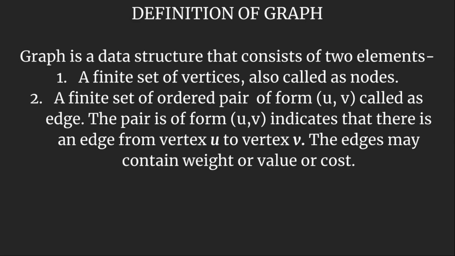The graph data structure consists of two elements. First is a finite set of vertices, also called nodes, and the second one is a finite set of ordered pairs of the form (u, v), called an edge. The pair of form (u, v) indicates that there is an edge from vertex u to vertex v. The edges may contain weight, value or cost.